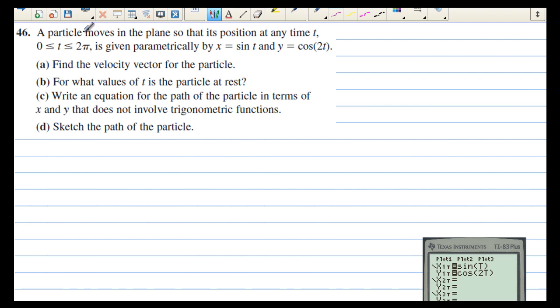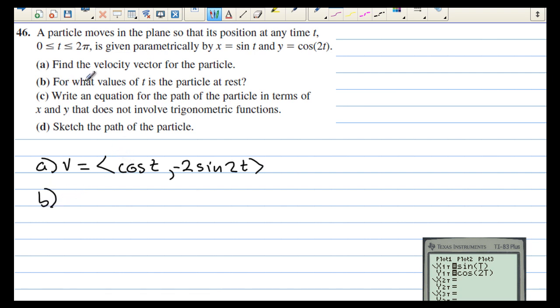In number 46, a particle moves in the plane so that its position at any time t from 0 to 2 pi is given parametrically by sine of t and cosine of 2t. So in letter A, it says find the velocity vector for the particle. So velocity equals the derivative of sine, which is cosine of t, and the derivative of cosine 2t is negative 2 sine of 2t. So there's the velocity vector.